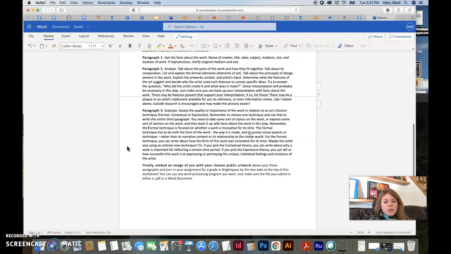If you pick the expressive theory, you can tell us how successful this work is at expressing or portraying the unique individual feelings and emotions of the actual artist. So expressive really has to do with the artist that made the piece.